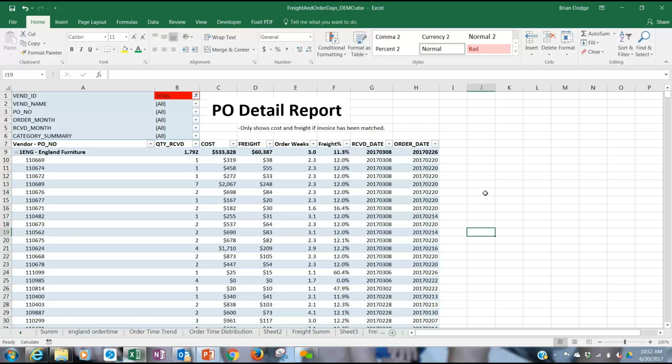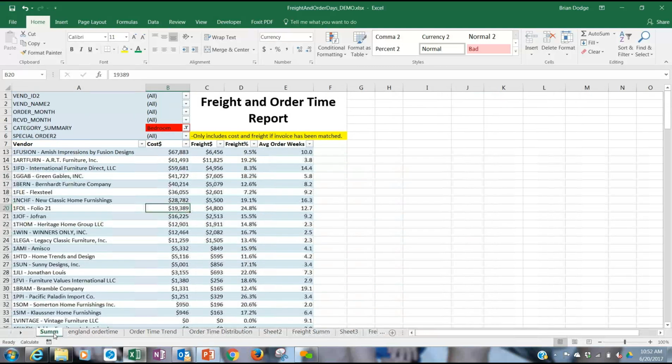Again, this tool is provided on a weekly basis. We provide both an Excel version as well as a PDF version. So the PDF, obviously, you can open and quickly take a look. I think in the PDF version we only provide the summary tab information that gives you the total cost, freight percentage, and average order time.